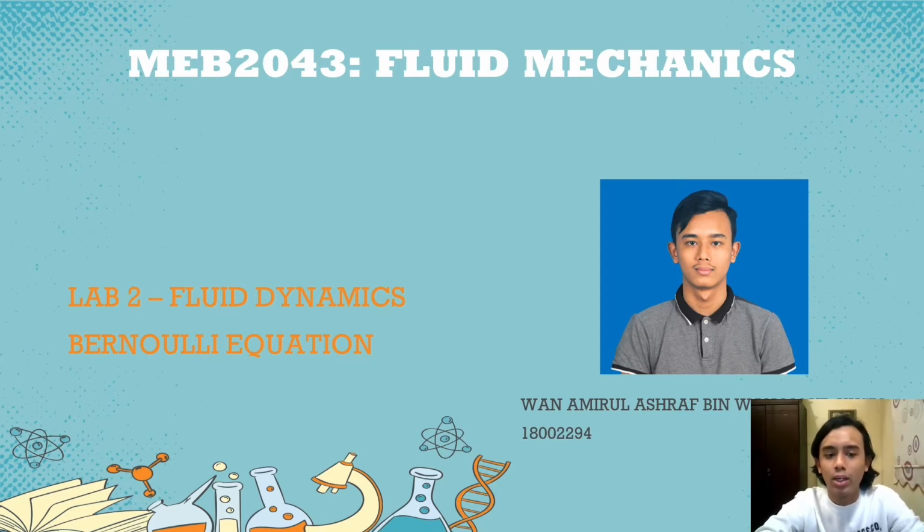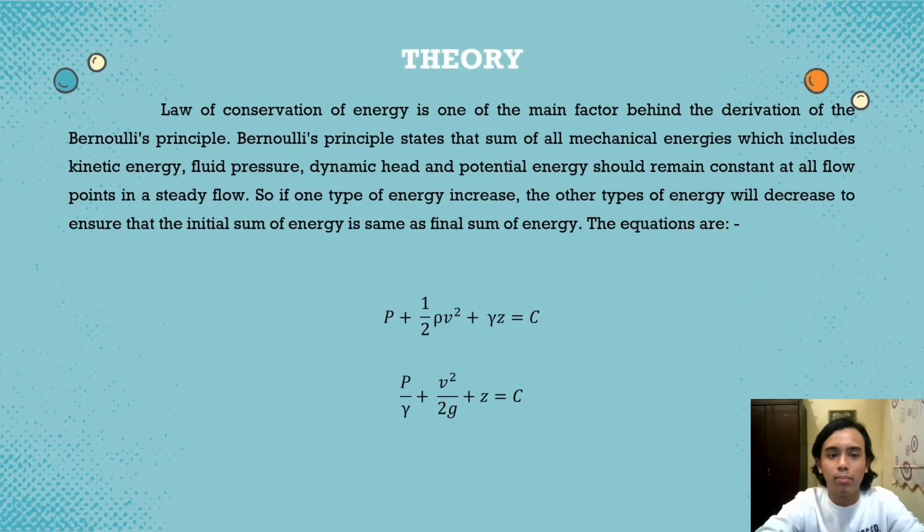And I will explain on Bernoulli equation. Okay, for the theory part, the law of conservation of energy is one of the main factors behind the derivation of Bernoulli's principle. Bernoulli's principle states that the sum of all energies, which includes kinetic energy, fluid pressure, dynamic head, and potential energy, should remain constant at all flow points in a steady flow. So, if one type of energy increases, the other type of energy will decrease to ensure that the initial sum of energy is the same as the final sum of energy.